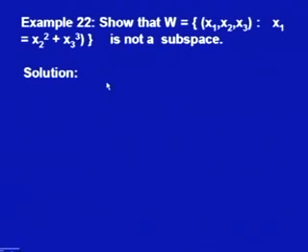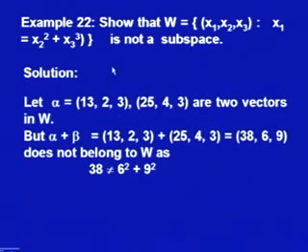Now, the solution. In the solution we consider an example where alpha is (13, 2, 3) and beta is (25, 4, 3), two vectors in W. One can easily see that they satisfy this constraint. 13 is equal to x2 square plus x3 square, 4 plus 9, and in this case 25 is equal to 4 square plus 3 square, that is 16 plus 9 is 25. So, these two satisfy this condition.